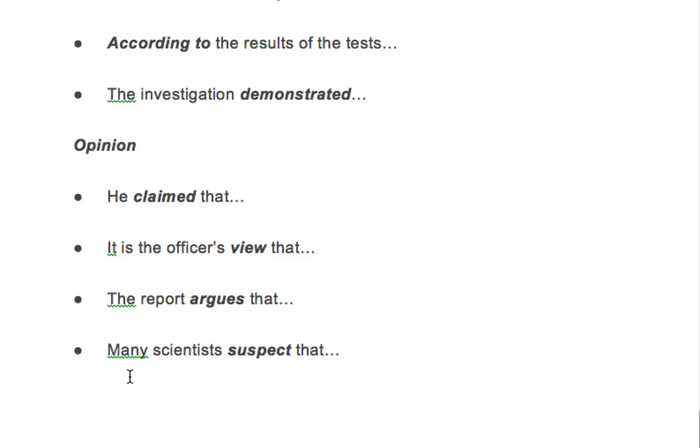Many years ago, many scientists suspect that the pyramid was built 3,000 years ago. So that is an opinion. But today, the investigation demonstrated that the pyramids were actually built 4,000 years ago. So you can see the difference between opinion and factual information.